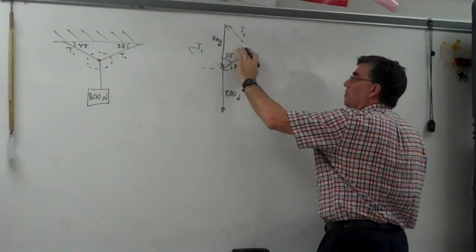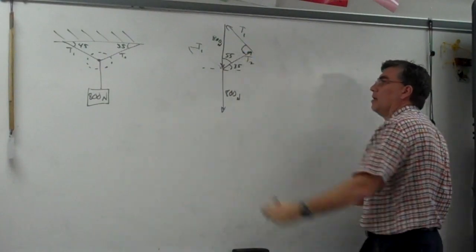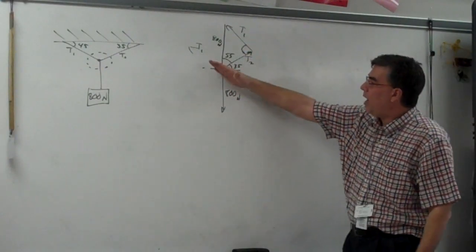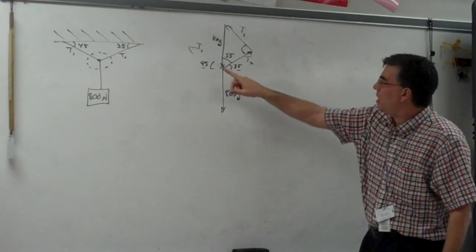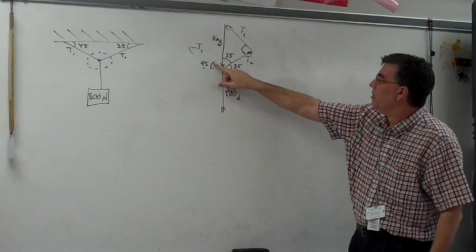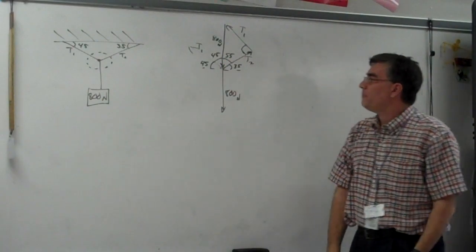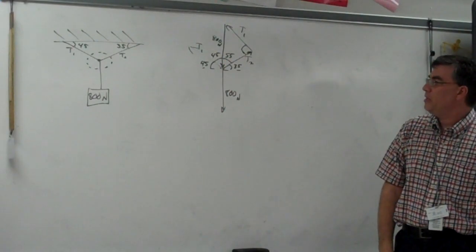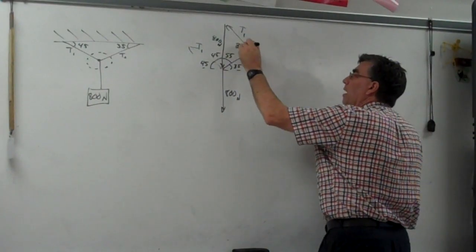This angle here, let me get rid of that T2, it's in the way. What's this angle right there? Well, I knew this angle was 45. So if this angle's 45, this angle is 45. So 45 and 55 is 100. So this angle is 80.